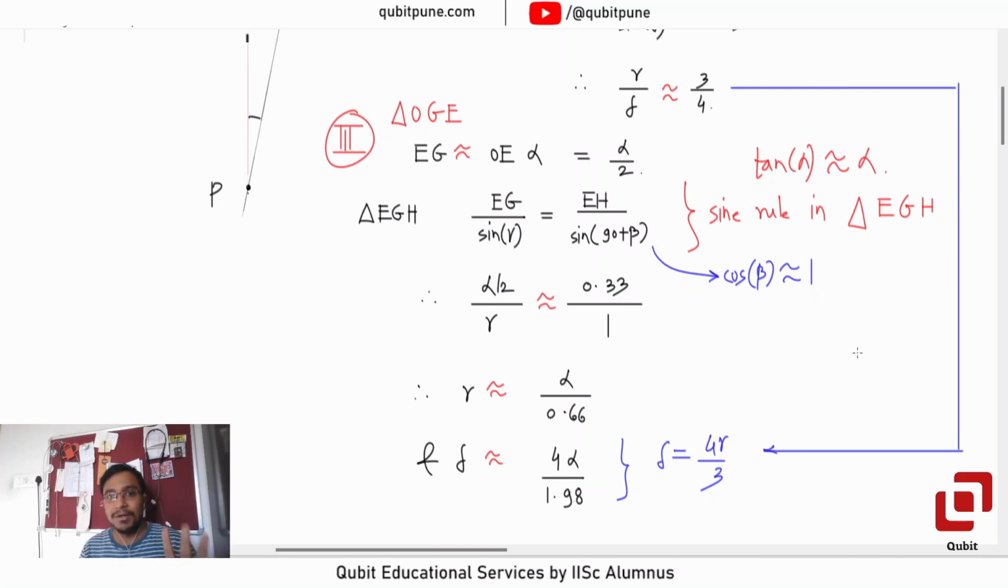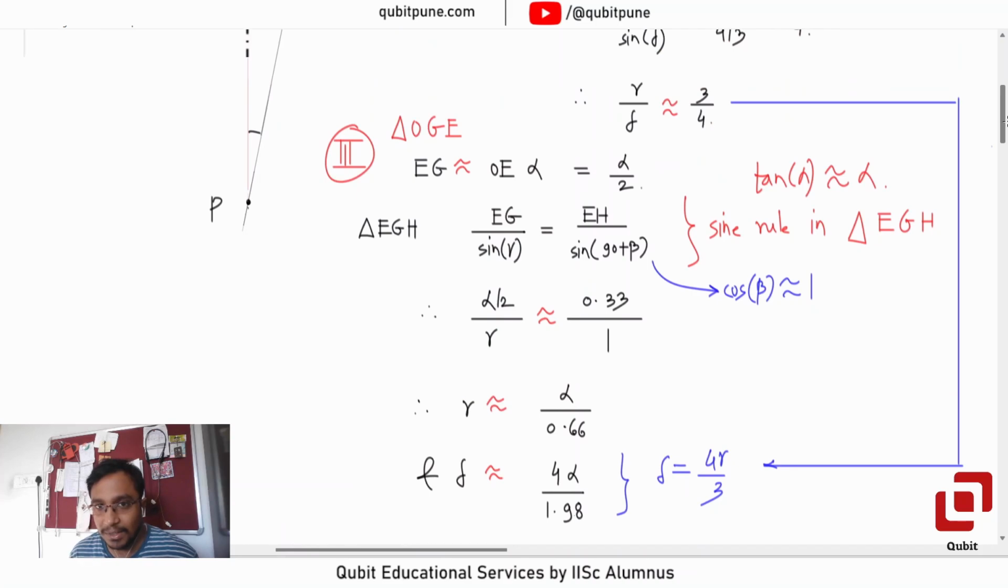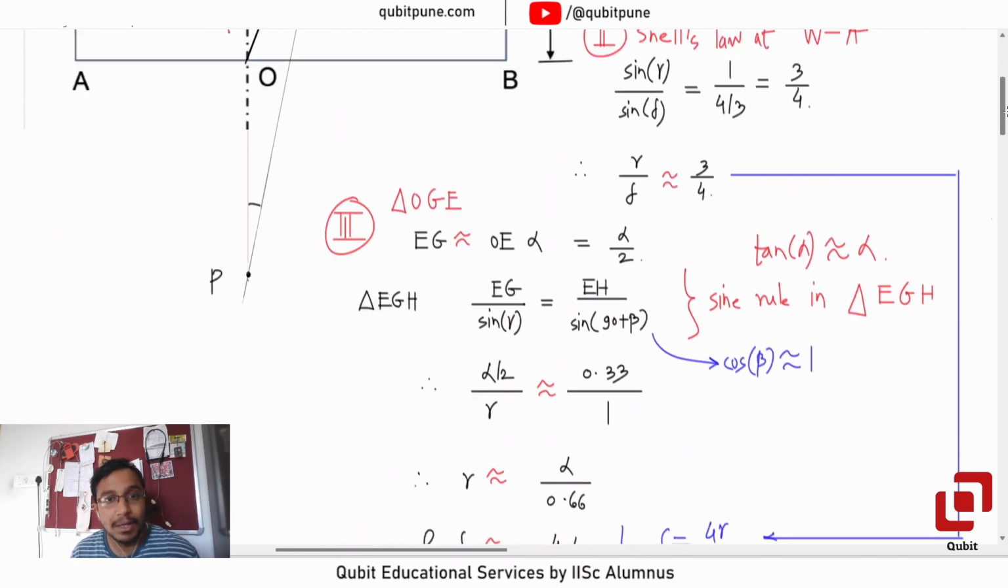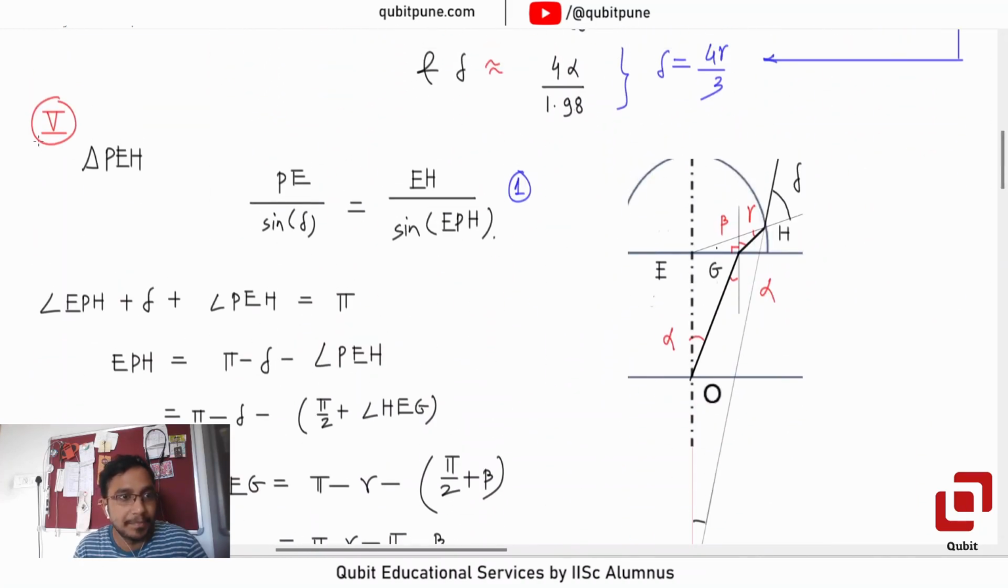Have you understood till the third part? Alpha, beta, gamma, delta, alright, fine. Now let's go to the next one. Let's go to the fourth point.